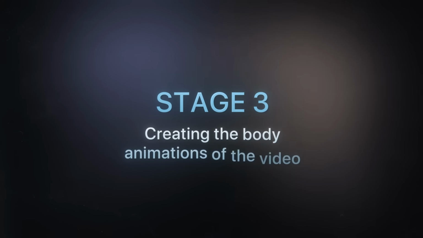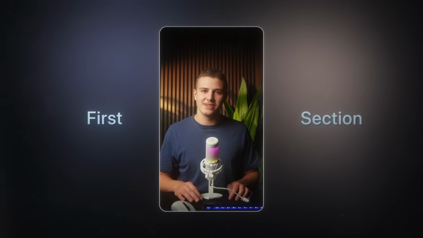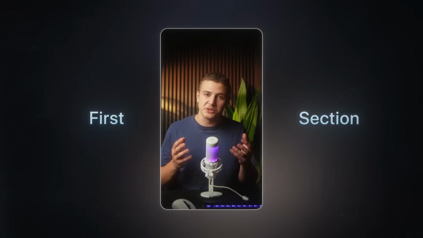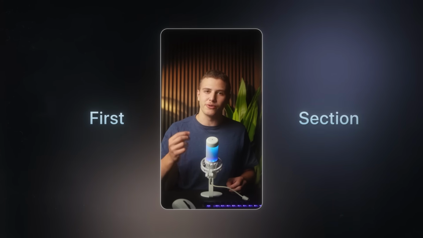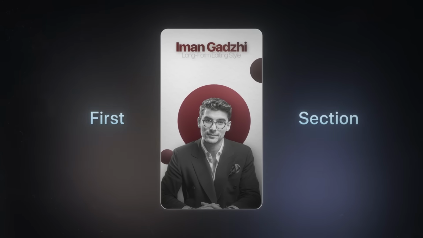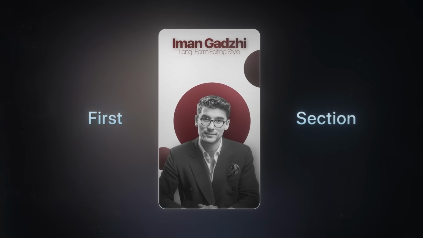Now that stage 1 and stage 2 are complete, it's finally time to dive into stage 3, creating the body animations of the video. When editing a video, you always want to watch through what is being said and create an animation that visualizes it. So for this first section, when I say this, it's the minimal and luxurious Iman Gaji long-form editing style. I want to create an animation of Iman Gaji popping up with the title of his style.